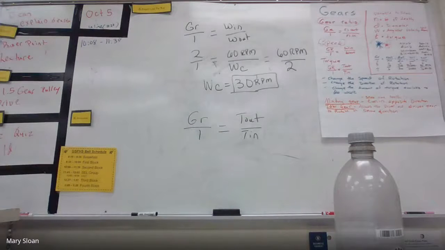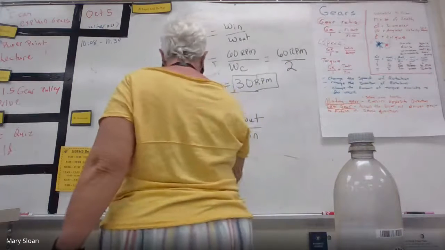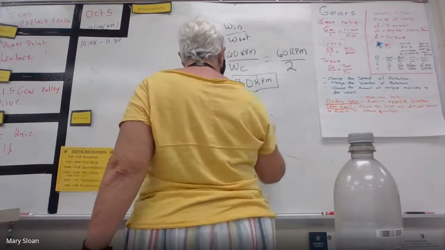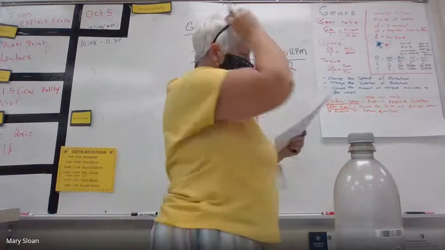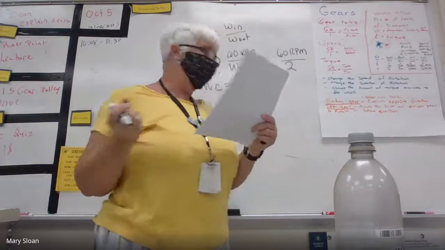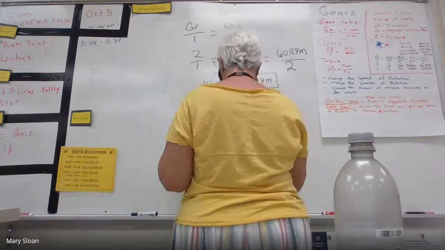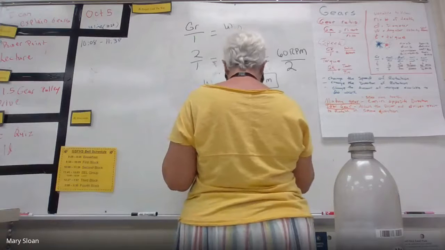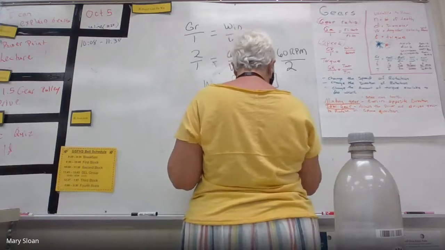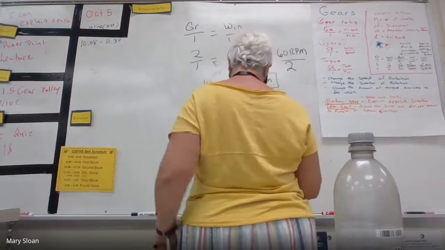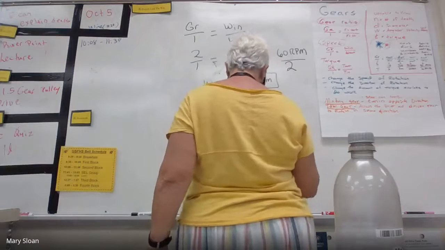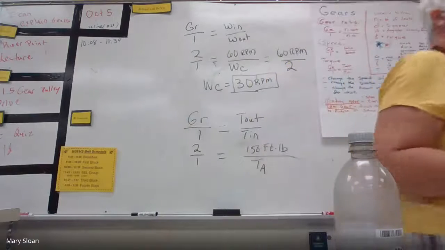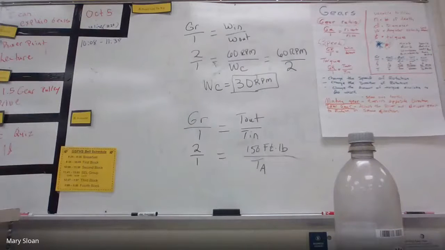So what's our GR over 1? Still 2 over 1, right? Okay. What's our torque out or torque in? Which one does it give us? Out. Out, okay? So we're gonna do 150 foot pounds over torque in, which would be torque A. So we're looking for torque A. I'm gonna give you a few minutes.